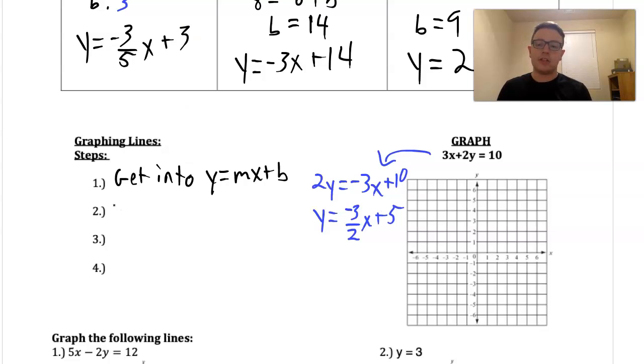Step 2 is going to be to plot your y-intercept. So for this, we're going to plot our y-intercept. What's our y-intercept? B is 5, meaning we go to 0 and we go up 5, and we mark a point. Step 3, we're going to plot some more points using our slope.